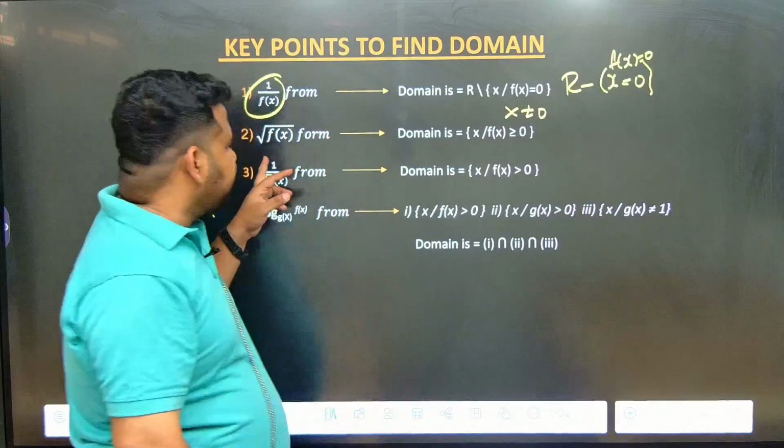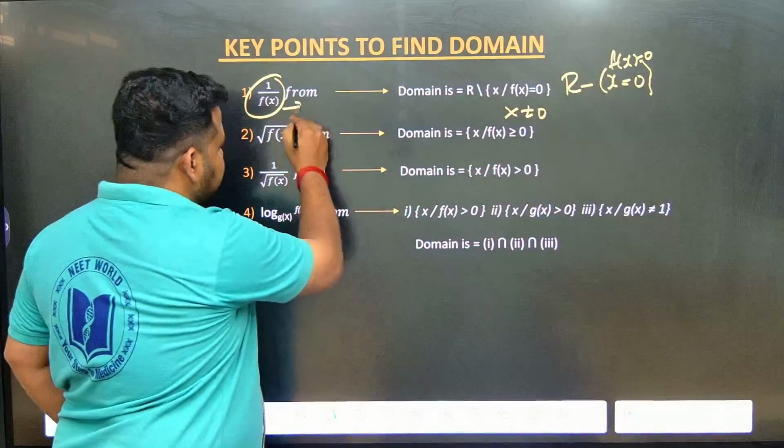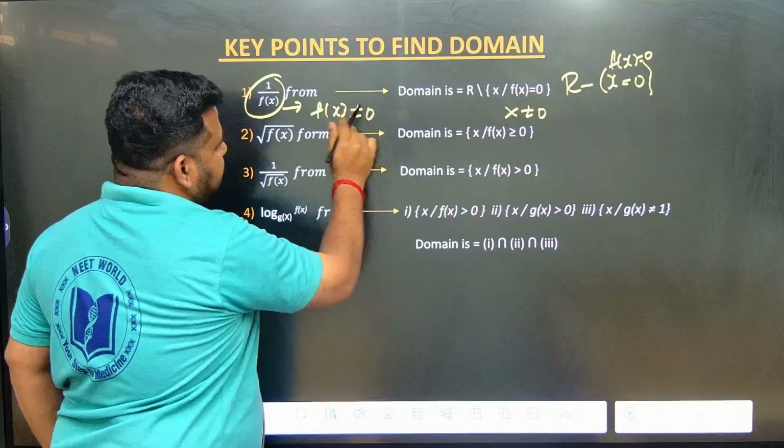So see here, we talk about 1 by root f of x. I will tell you again: this f of x should not be equal to 0. That is all, very simple, in basic terms.